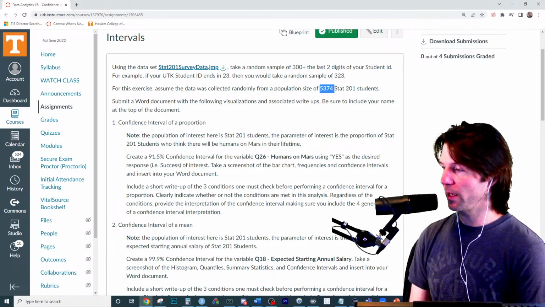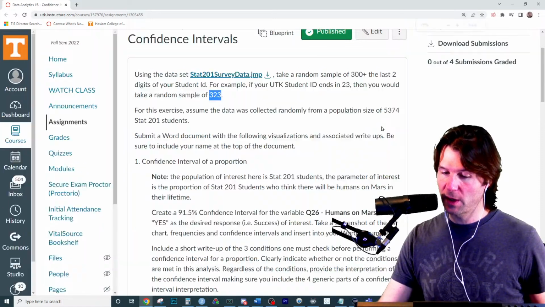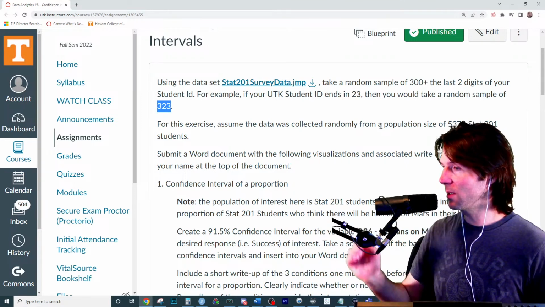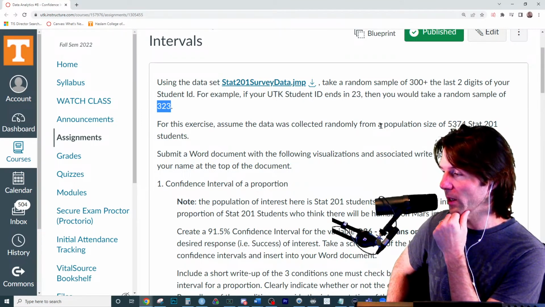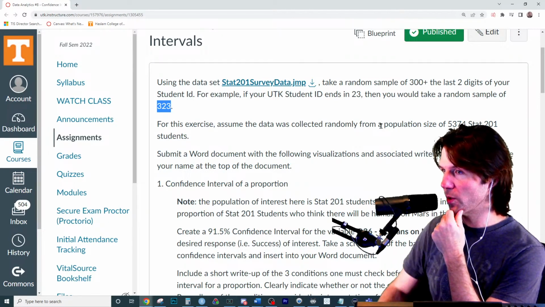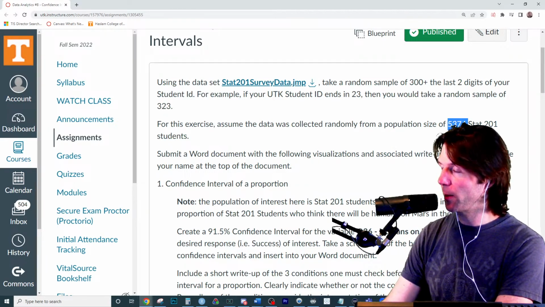What do you think this relates to? Since we're collecting a sample of 300 something students, we're trying to give you hints. So we're trying to give you hints when we say, here's the sample size and here's the population size.